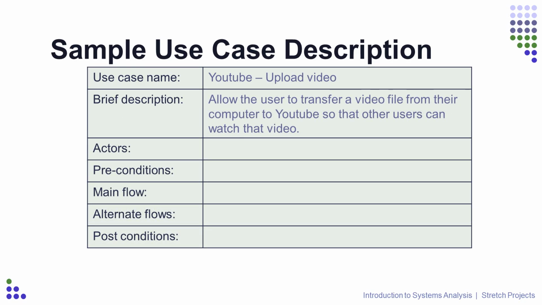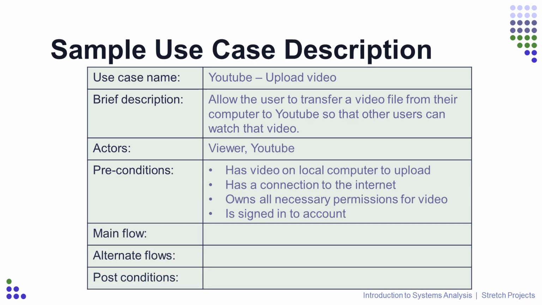Next up is a brief description, again very self-explanatory, just a sentence or two about the high-level goal of this use case. Actors is just a list of all of the actors who will be able to perform the action. You can basically just copy this across from your use case diagram directly. If multiple actors are able to perform the action, just make sure you list them all.